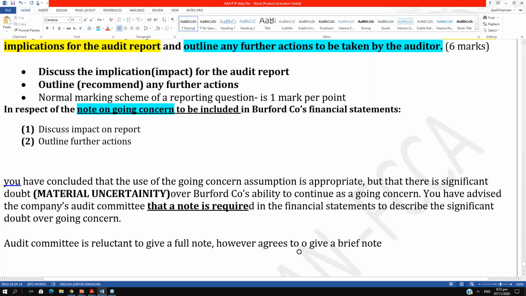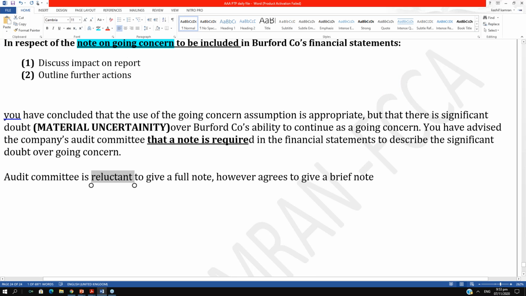However, management agrees to give a brief note. So the moment you see this word reluctant and the examiner is asking for impact on report, your impact on report would immediately be the impact on the opinion, because this is reluctance. Reluctance cannot give you a paragraph, right? You cannot have a paragraph for reluctance.